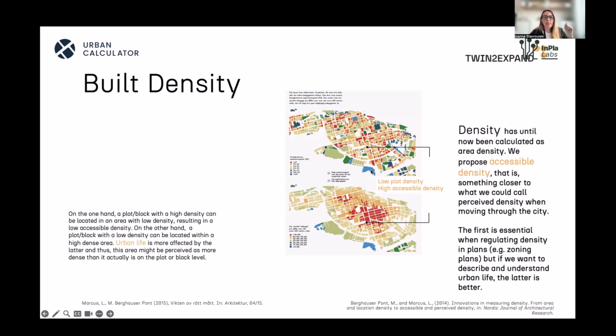And on the other hand, we can have low plot density here on the upper corner of the same block, but also high accessible density, because this plot in itself has low density, has a small building, for example, but it is within a highly dense urban area. And this is the information we need.